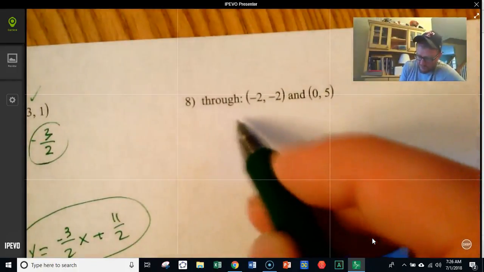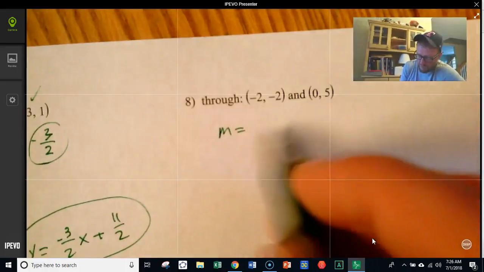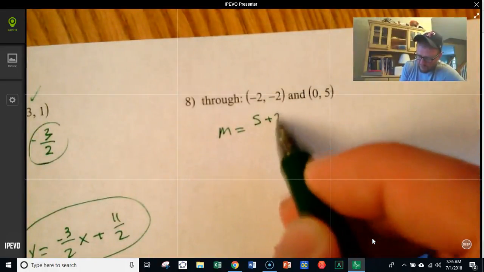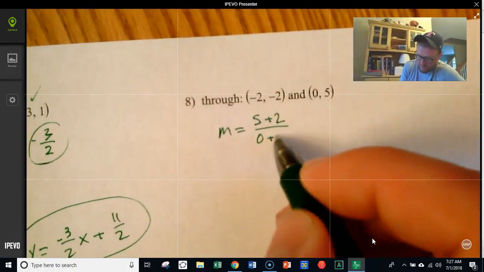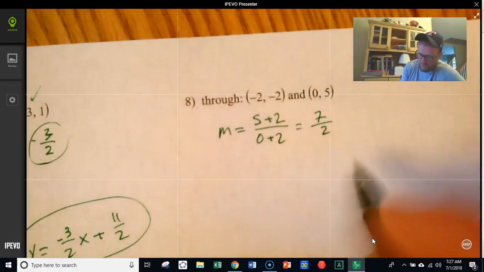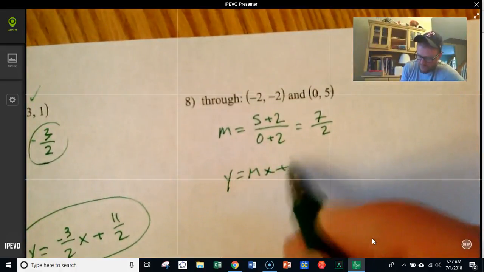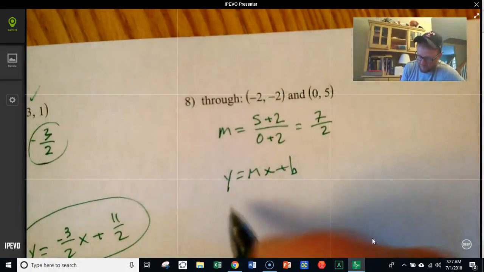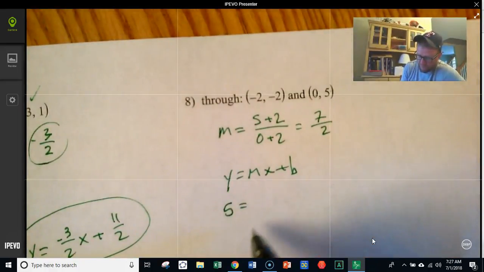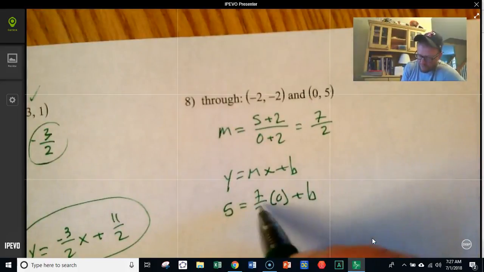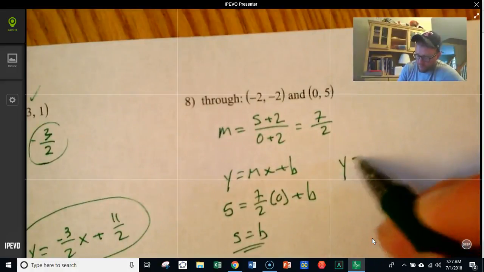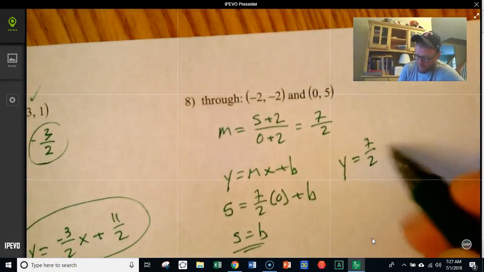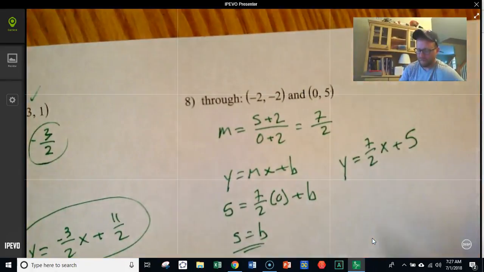Here we have, let's see, m equals 5 minus negative 2, which is like 5 plus 2, and 0 minus negative 2, which is like 0 plus 2. That's 7 over 2. Pick the one that's easy because it's got the 0 in it. So I have 5 equals 7 halves times 0 plus b. 7 halves times 0 is 0. So 5 equals b. So y equals 7 halves x plus 5.